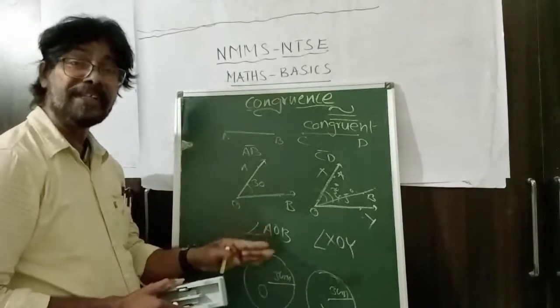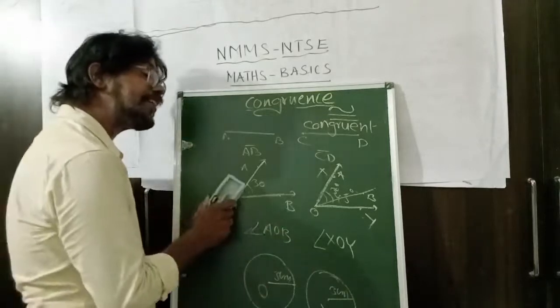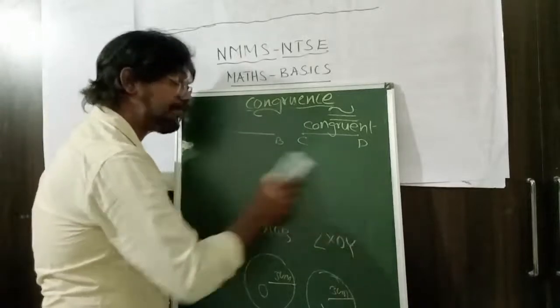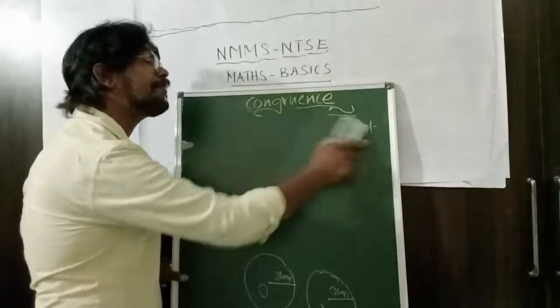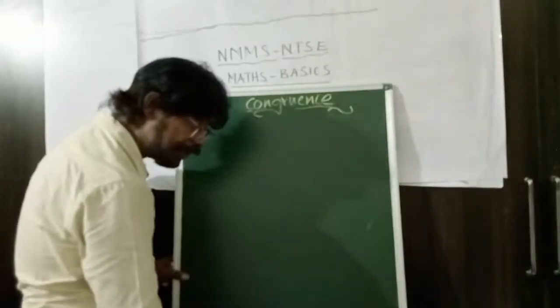If both are congruent, it means that they overlap each other. And all these properties are very useful in learning higher algebra and geometry. So that's why we have to know all these things.